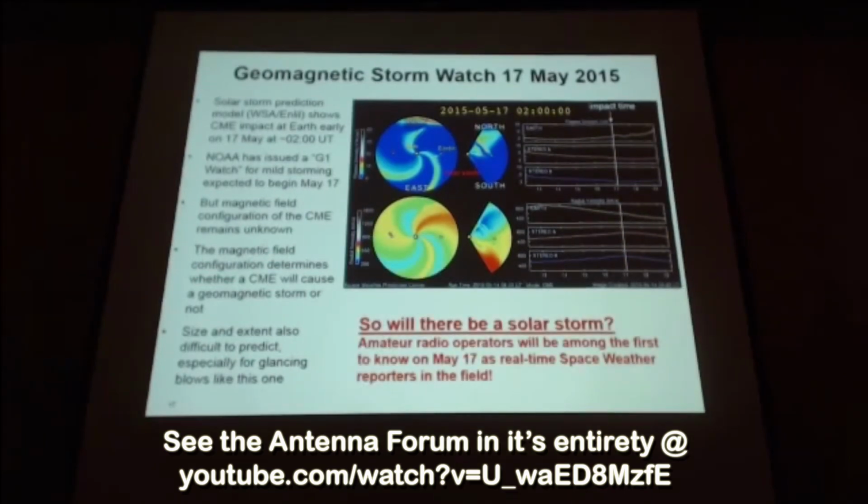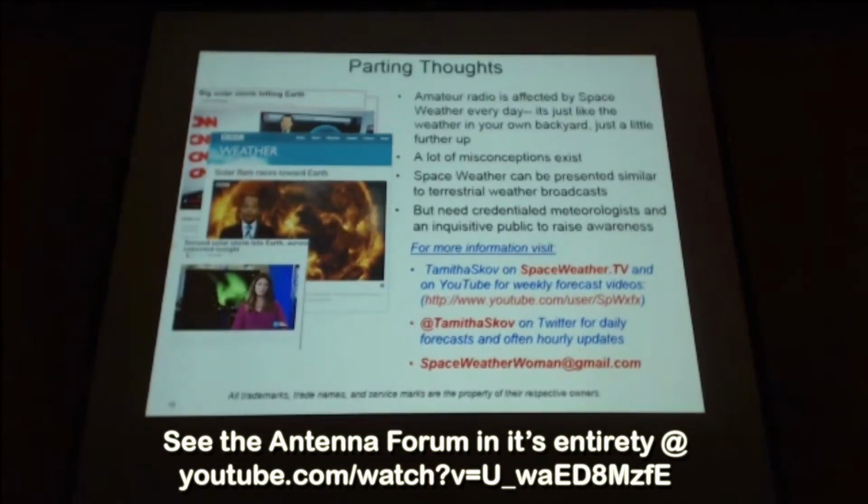Amateur radio operators will be among the first to know on May 17th because you guys are the real space weather field reporters. Some parting thoughts. Amateur radio is affected by space weather every day. It's just like the weather in your own backyard. It's just a little further up.